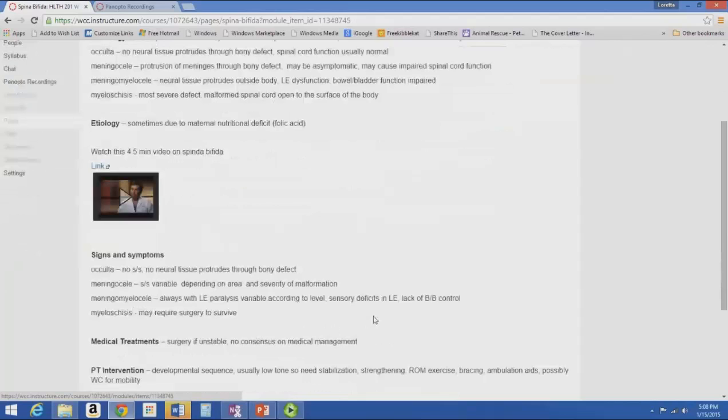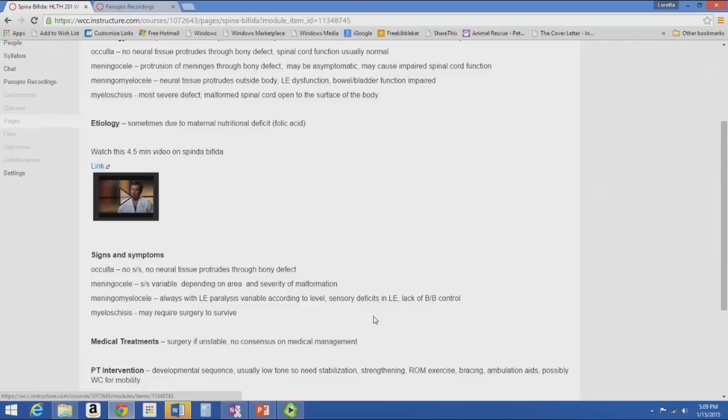So with the signs and symptoms, the occulta, there's no neural tissue protrusion and no signs and symptoms. So the only way they're going to detect it is looking at an x-ray. So it just might show up, you're having a routine x-ray for something else, and that defect shows up, but you don't have any signs and symptoms.